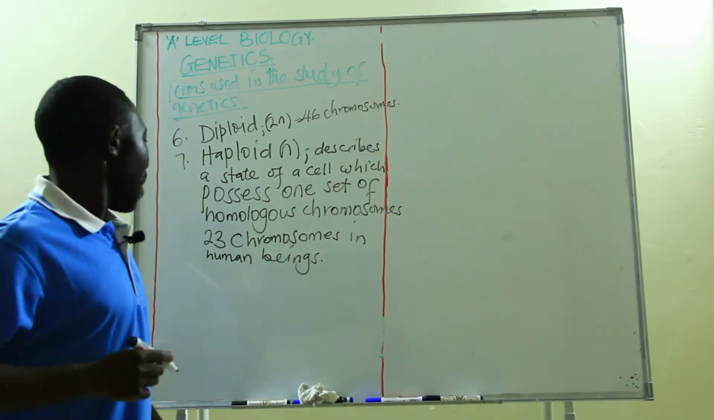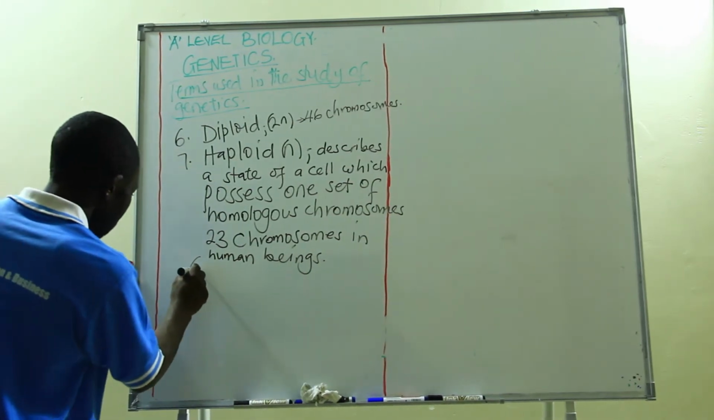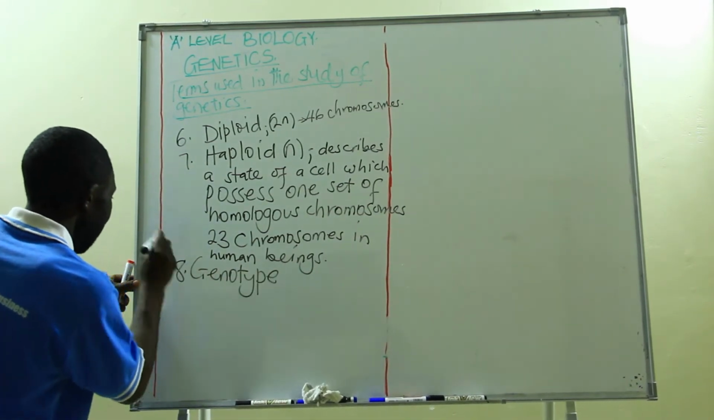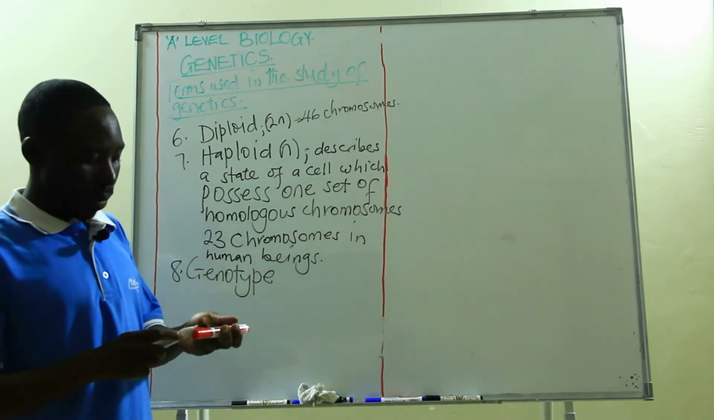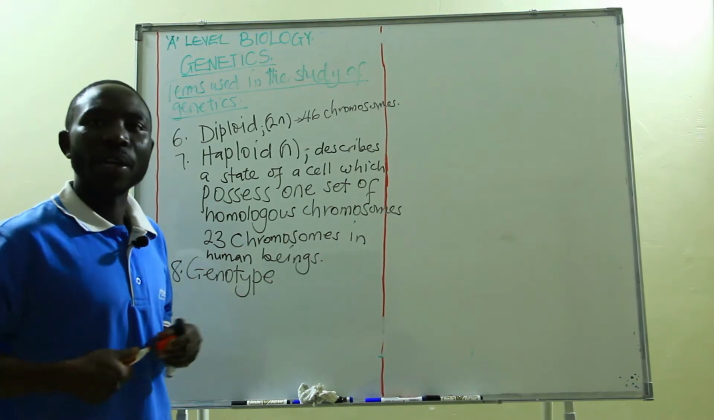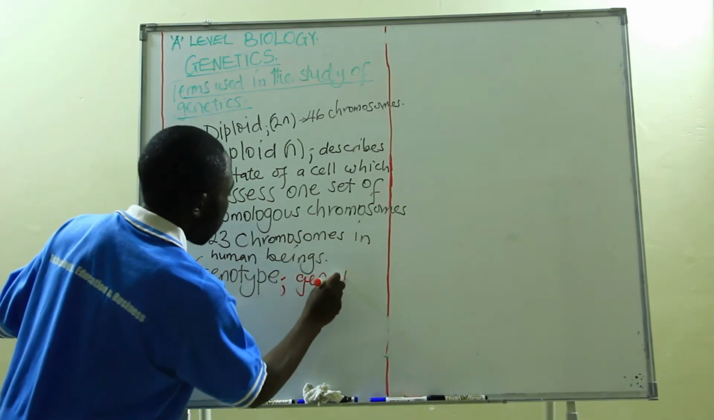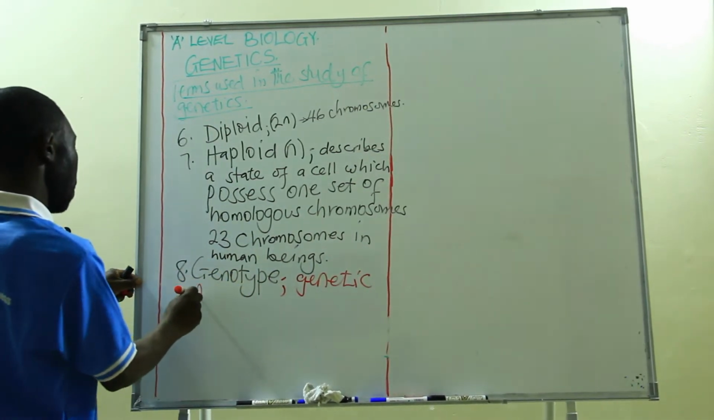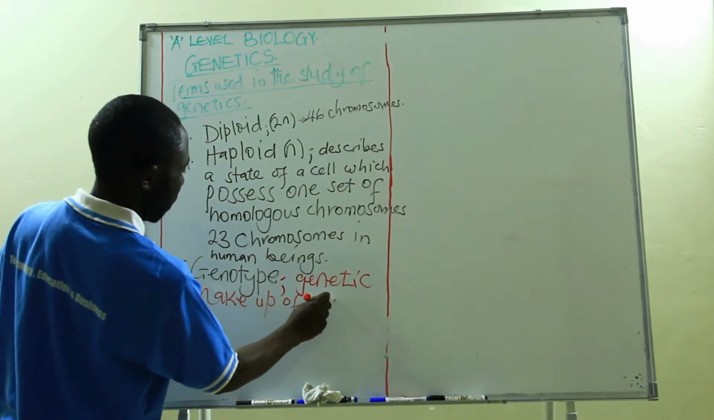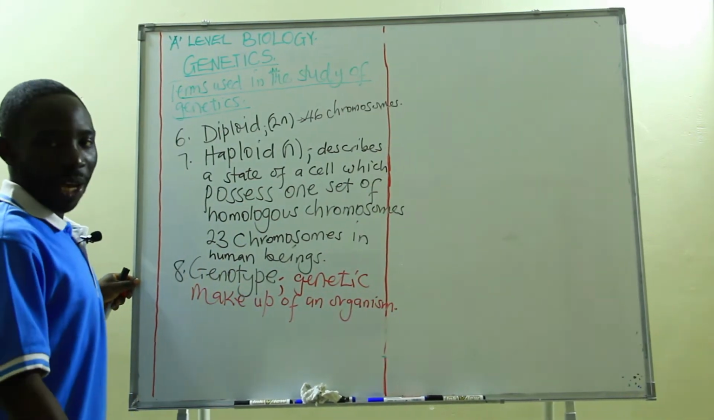Now from there, let us talk about genotype. That is number 8. Genotype. This term means the genetic composition of an organism. Say, genetic makeup of an organism is what we call its genotype.